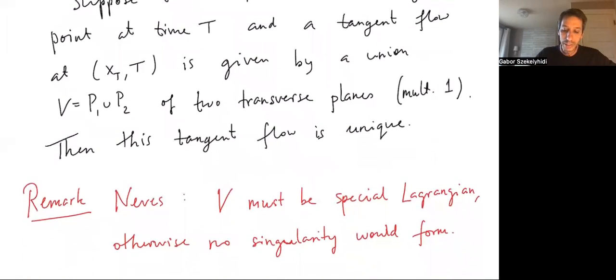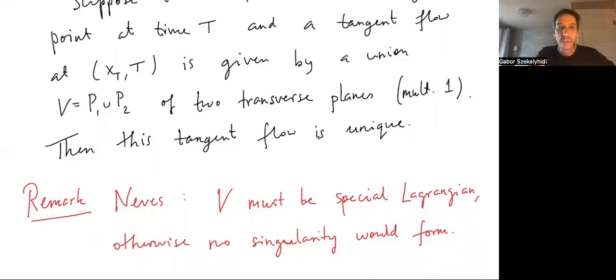I should point out that one can already rule out lots of things by the following result due to Neves. So he showed that if there is a singularity, then the tangent flow that you see has to be special Lagrangian. In other words, the Lagrangian angle of these 2 planes has to be the same. For if it were not, then he showed that in fact there is no singularity forming.